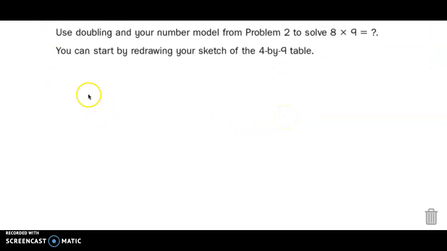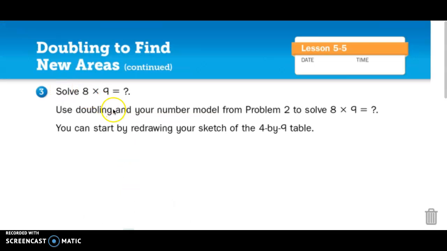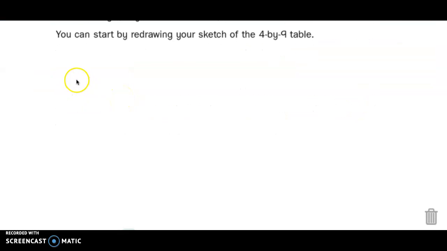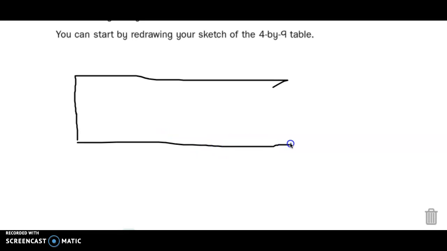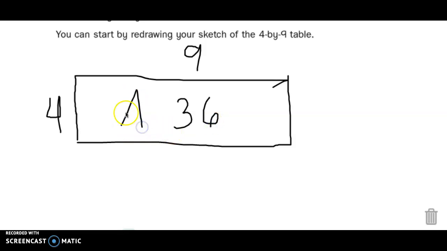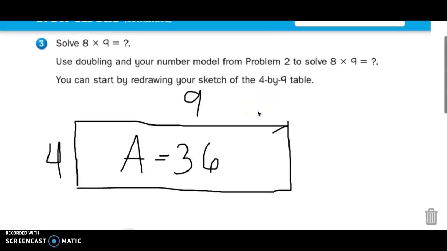Okay, I'm going to start this off and then you are going to continue doubling, and it would help if I had my drawing tool. It is 8 times 9. Well, in our last one, we just had a 4 by 9, right? This side was 4 after we had 2 rectangles, and this top part was 9. And we said that that was 36, right? The area equaled 36 square feet.